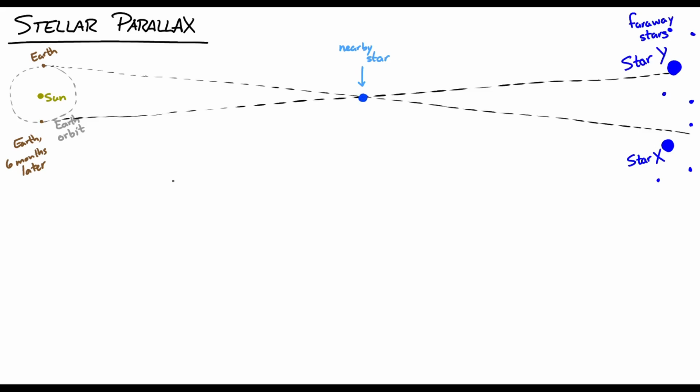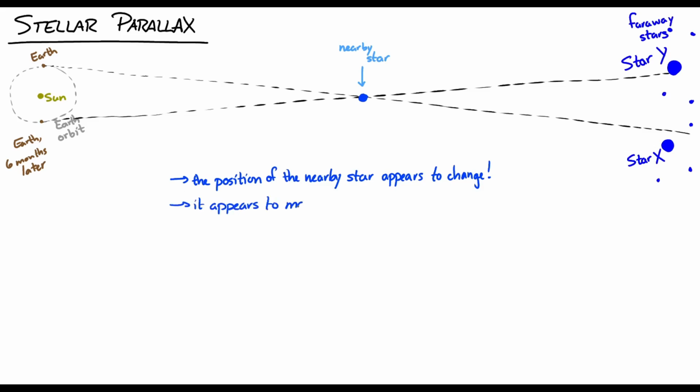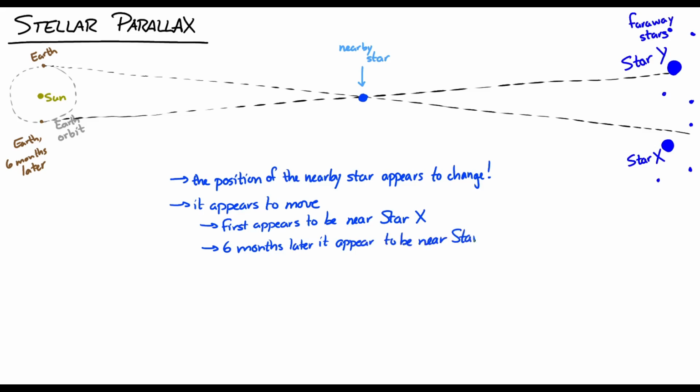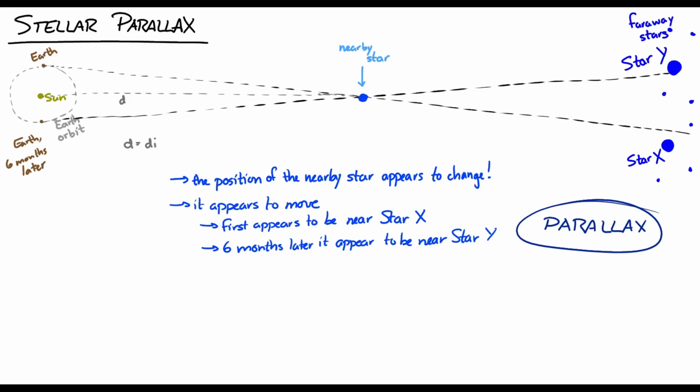So if we observe the same star 6 months apart, if it's near enough to us, it will appear to move. Remember, at this point, it appears in the sky next to star X. At this point, 6 months later, it appears in the sky next to star Y. This phenomenon is called parallax, and I'm going to define a couple of things in this diagram. Here, this is the distance from the sun to the star, and it's approximately the distance from the Earth to the star as well. This right here is the distance between the Earth and the sun.